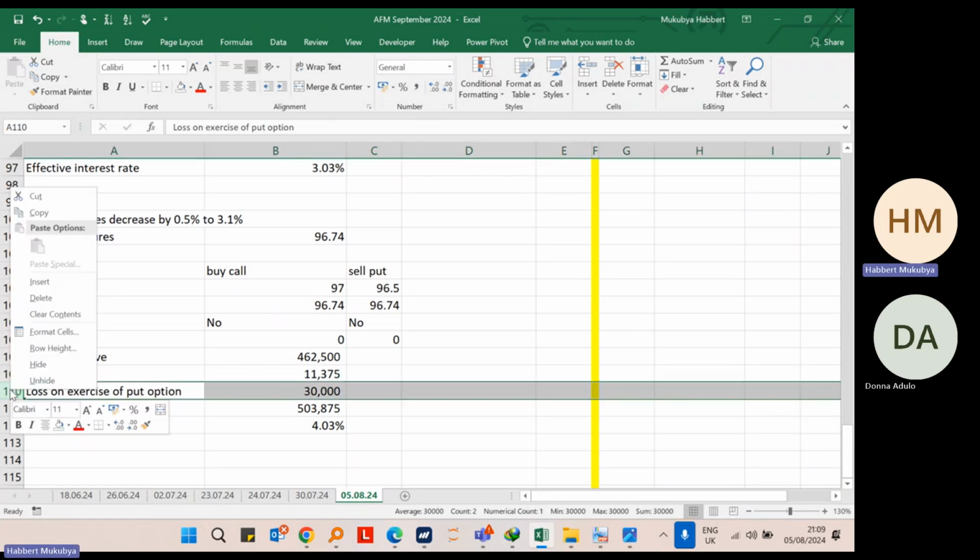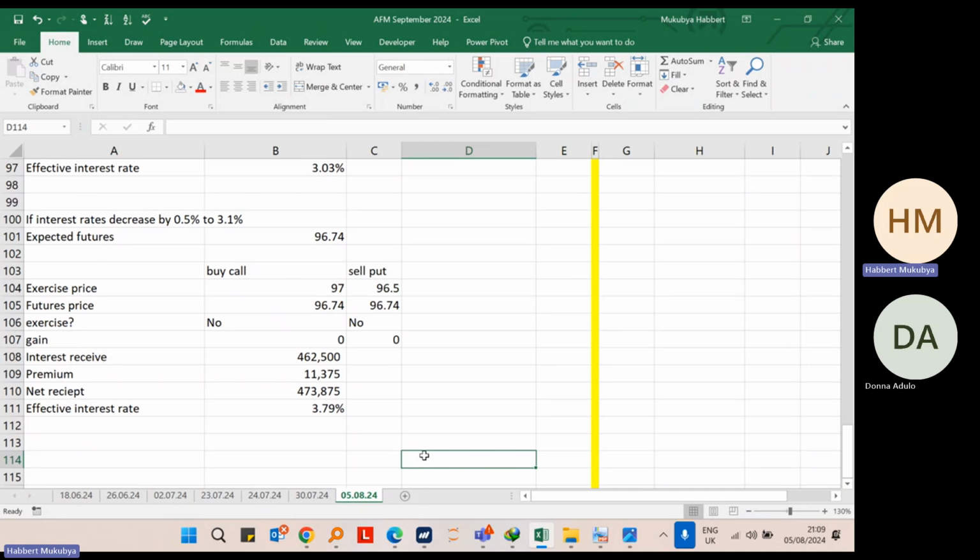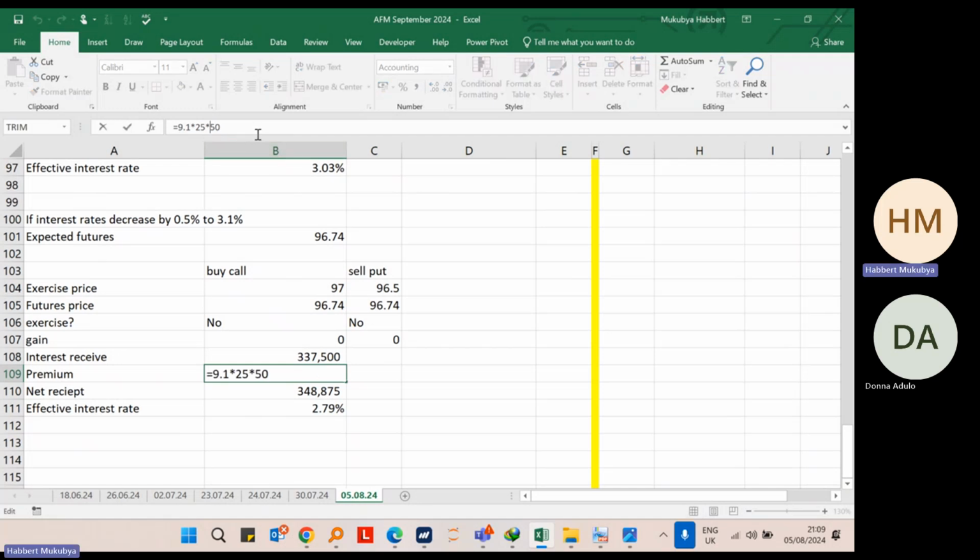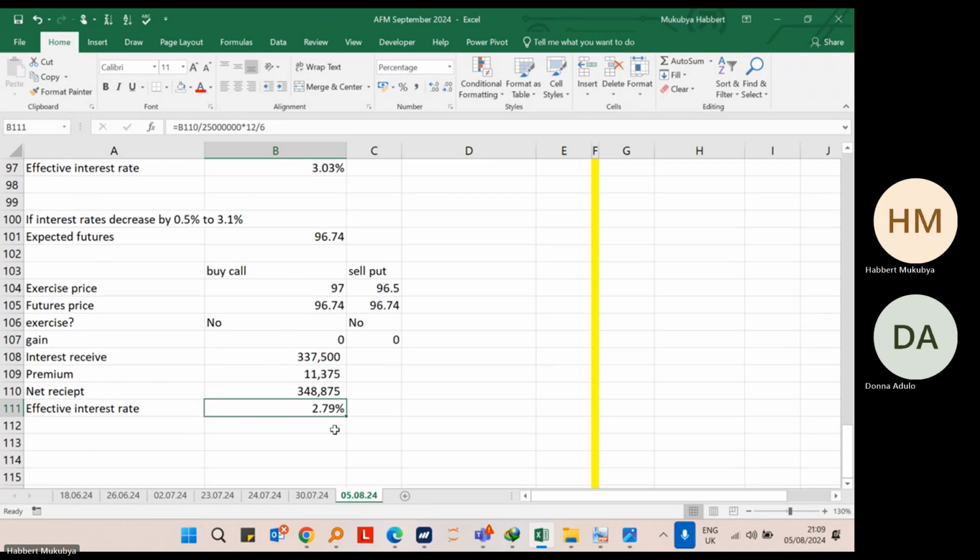And I can remove this row now. So here what we are going to look at is the interest. This is 3.1 now. The premium is going to be again a receipt of 11,375, and the net receipt is going to be 3.8 thousand, and that gives you an interest of 2.79%. So those are our figures.